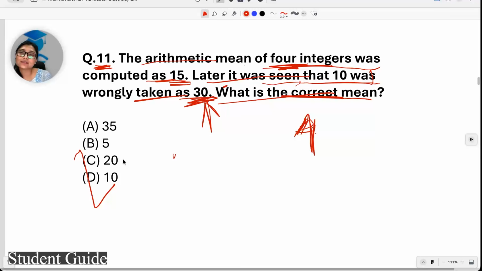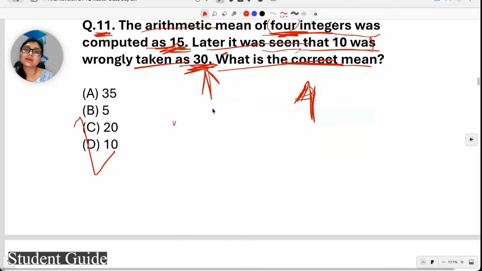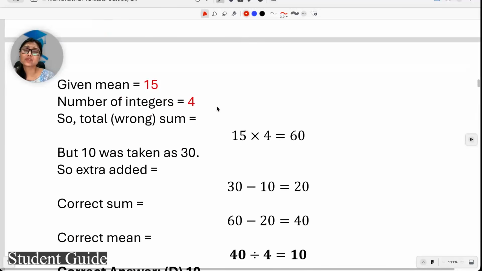And as it is a super easy question, we will just quickly go to the explanation slide and I will make you understand this question. You need to just mind this. These are the numbers, 4 integers are there. This is the computed mean, arithmetic mean. So quickly go to the explanation part.